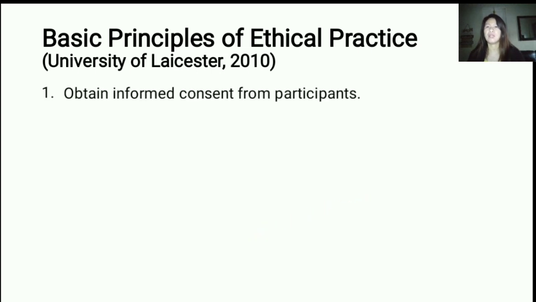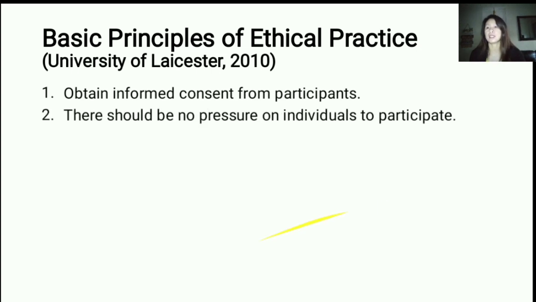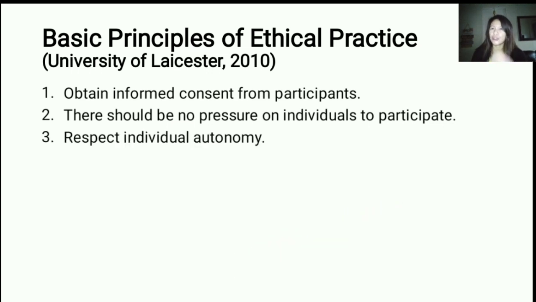Number 1, obtain informed consent from participants. Prior to collecting data, you must secure consent to participate from all people you will get information from for your research or study. Number 2, there should be no pressure on individuals to participate. There should be no force when trying to get information from your participants. Number 3, respect individual autonomy. Allow your participants to choose whether they will answer questions or skip some items in your research instrument.